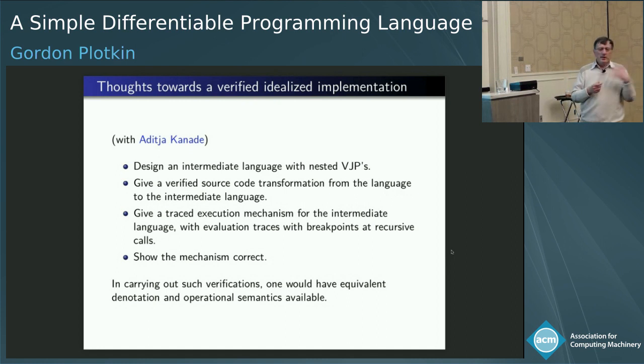Anyway, you'd invent it, you give a verified compiler to it, and you give a tracing mechanism for the intermediate language. When people do tracing, and they're tracing iterations, you don't trace all the way through the body. You only trace at breakpoints, which is at the beginning of the body. So you want a trace evaluation mechanism with breakpoints at recursive calls, and then show the mechanism correct. So that would be the kind of thing you'd have to do. Aditya Kanadi really, and I, but mainly Aditya, sort of thought how that might go. So to do efficiency, you'd have to do a lot. It wouldn't be natural, but you would have this basic semantic background for the rest of the talk. So thanks a lot.